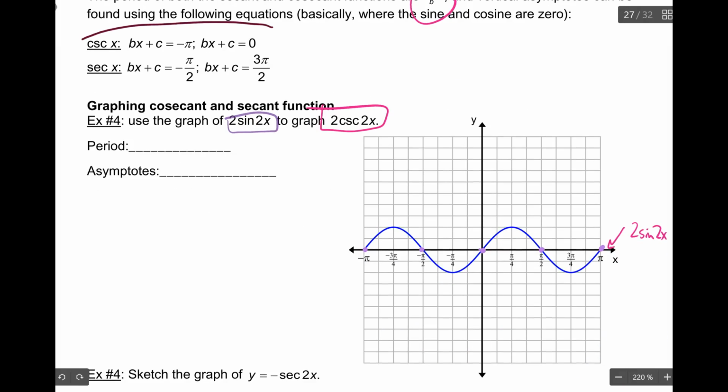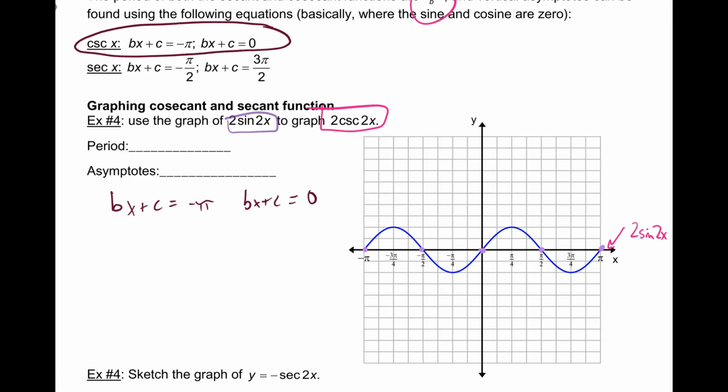So that's what this is saying right here: if we solve bx plus c equals negative pi and bx plus c equals 0, we can find the asymptotes. So let's go ahead and do that. I have 2x equals negative pi, so divide by 2, and x is going to equal negative pi over 2 as an asymptote.